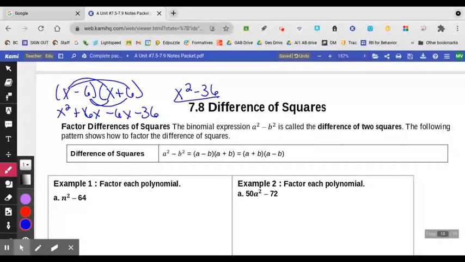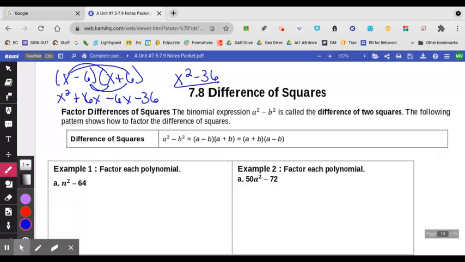So factoring the difference of squares, the binomial expression a squared minus b squared is called the difference of two squares. The following pattern shows how. So if we have a squared minus b squared, we know that it has to be the square root of a squared minus the square root of b squared times the square root of a squared plus the square root of b squared. So when we're factoring a binomial, there's only two things you can do: GCF and the difference of two squares, or DOTS.